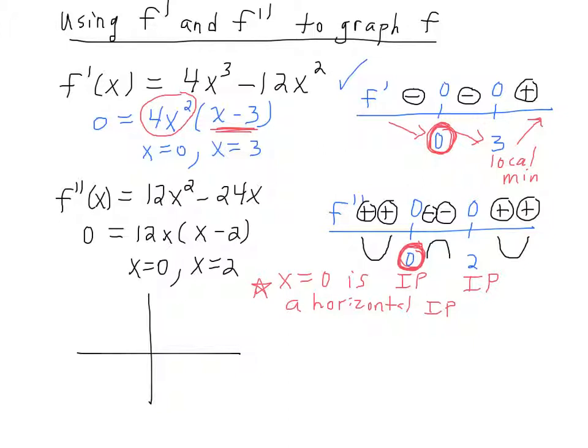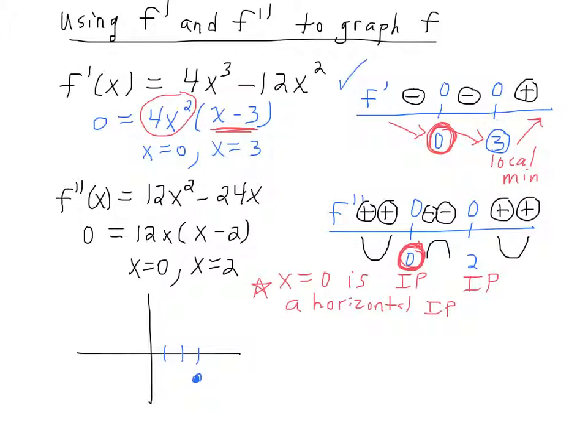Okay? So we know that we have, let's start back up here, we know we have a local min at 3. So I'm just going to mark off here at 3, we're going to have a local min. Now, we don't know exactly what the y value is. This is just a possible graph for this function. So I'm just going to pick a random spot to put my local min.